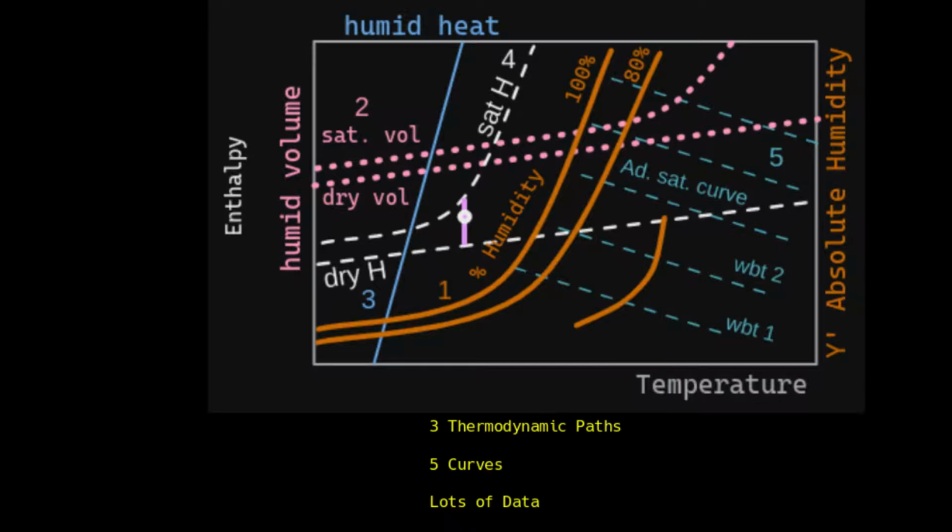The humidity or psychrometric chart is a huge collection of equilibrium data. There are 3 thermodynamic paths, 5 families of curves, and lots of interdependent data. The 3 thermodynamic paths are: for isothermal process, we have to move vertically. For constant humidity process, we have to move horizontally. Finally, for adiabatic humidification process, we have to move along the adiabatic saturation curves at the respective saturation temperature. Since these adiabatic saturation curves are a bit complicated, we will see them later.